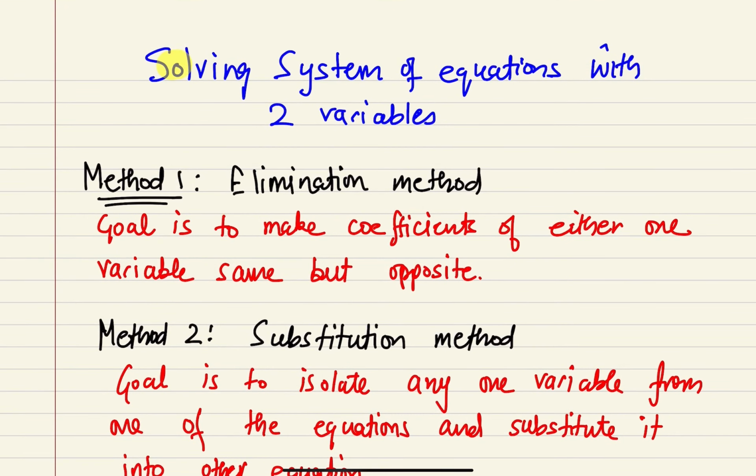Solving a system of equations with two variables. So today we're going to look at a system of two equations in two variables.